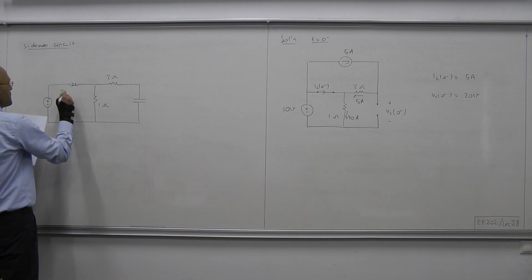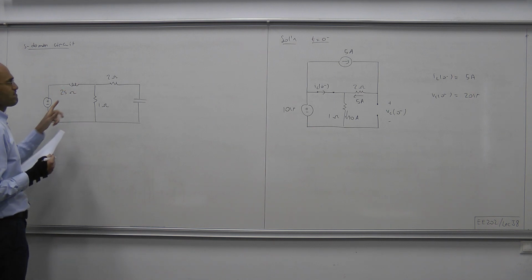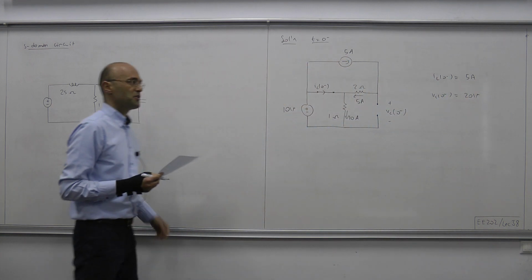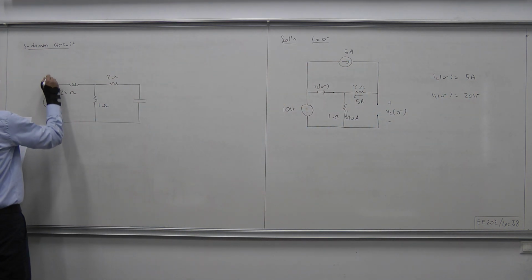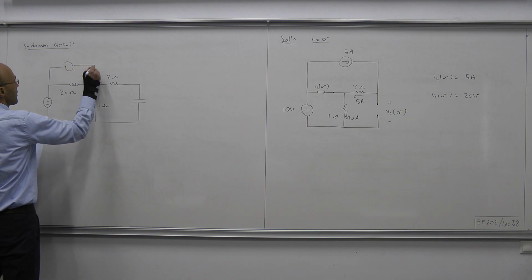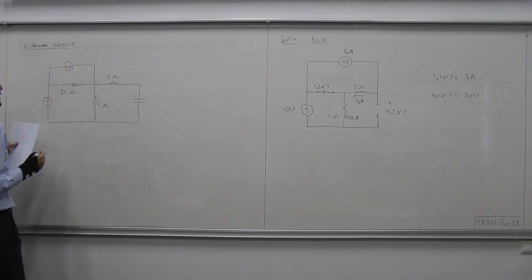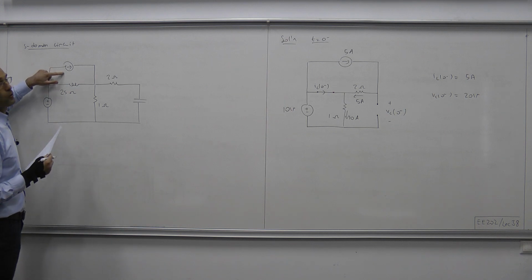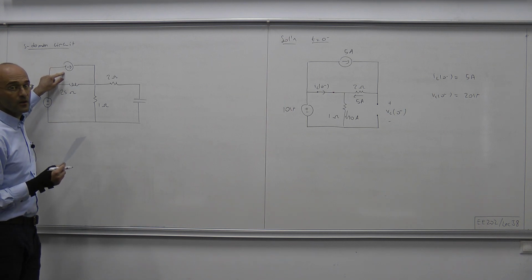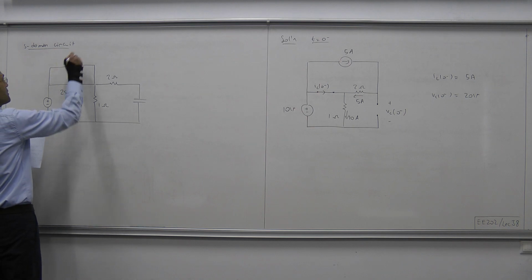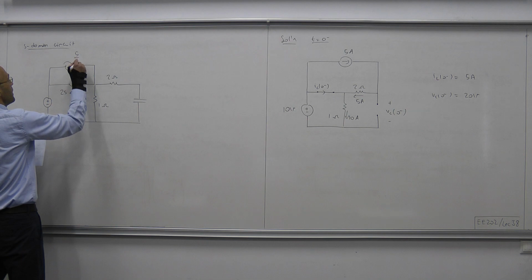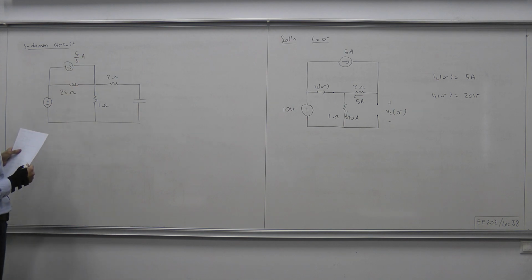Okay, 2S ohms, and its initial condition is 5 amps. In S domain it can be represented by a current source connected in parallel with our impedance, and the current of that current source is the initial inductor current over S. So I0 over S, and I0 is 5 amps, so this is 5 over S amps.